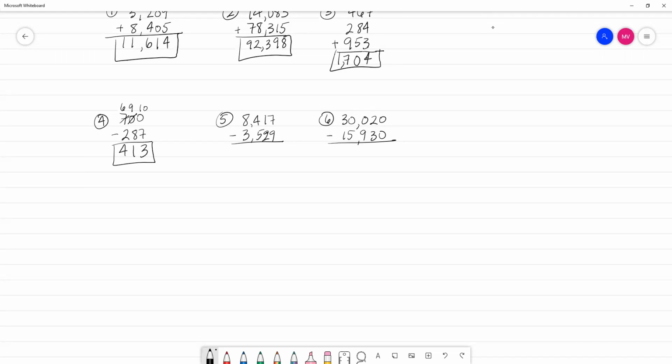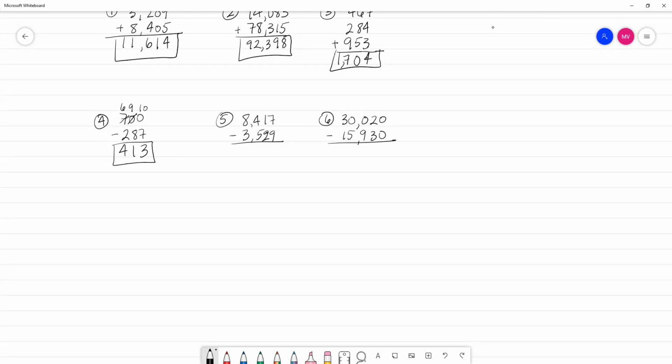So we had to go all the way to the hundreds place, take away 100, and turn it into 90 and 10 in order to solve that one. All right, number 5.